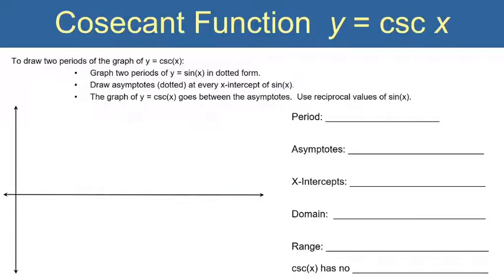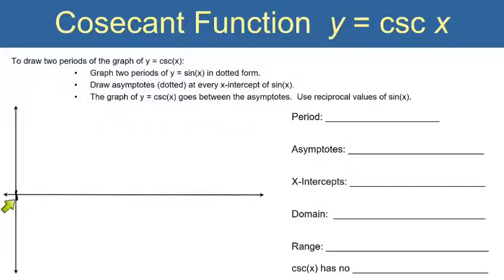On this slide we're going to graph a couple of periods of the cosecant function. And the way we're going to do this is, first, we're going to graph 2 periods of the sine function, but we're going to do it with dotted lines so that the sine graph doesn't stand out so much. And then we're going to draw asymptotes in, also in dotted form, everywhere the sine function had an x-intercept. And then the graph of cosecant x will go between the asymptotes, and we'll see that in a minute when we get a little bit closer to it. I'll show you how that goes.